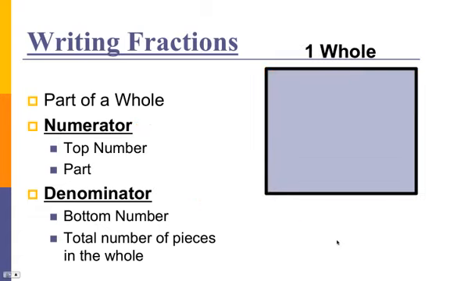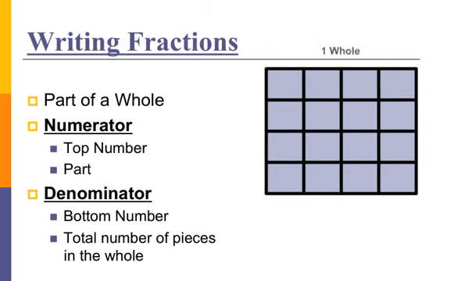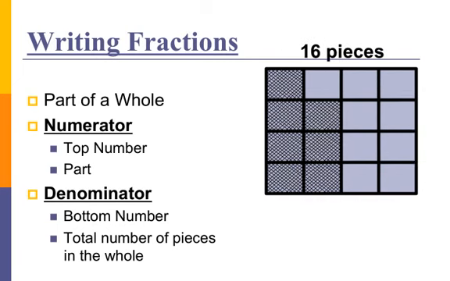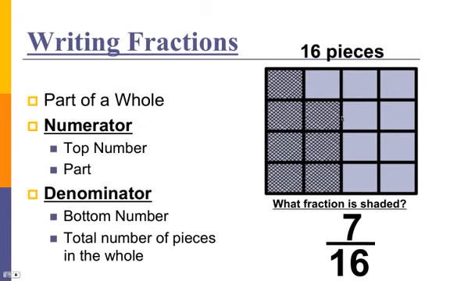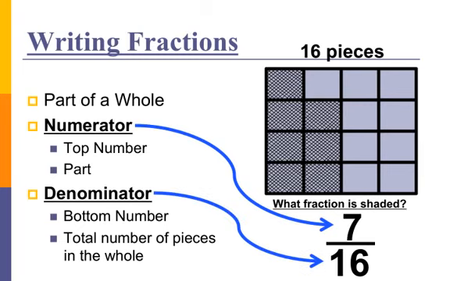Here's another example. This time we have a whole, but we're going to break this up into 16 pieces. And the question is, what fraction is shaded? Well, we've got 16 pieces, and we've got 1, 2, 3, 4, 5, 6, 7. 7 pieces are shaded. So what fraction would I use? Well, that would be 7/16. 7 is the numerator because it tells me how many boxes are shaded. And 16 is my denominator because it tells me how many total boxes I have in the whole.